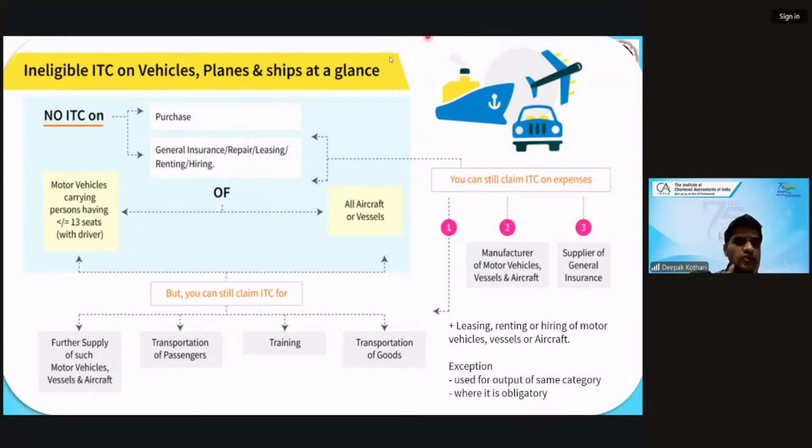How to measure the 13 seats? By modification done in the vehicle. Whatever modification is done, how many people can sit? Now, the government has fixed 13 people because they feel that if it is up to 13 people, you will generally use it for personal purposes. If it is more than 13 people, you cannot use it for your personal purpose. You will use it for transportation. That's the reason they've capped the seating capacity at 13 people.